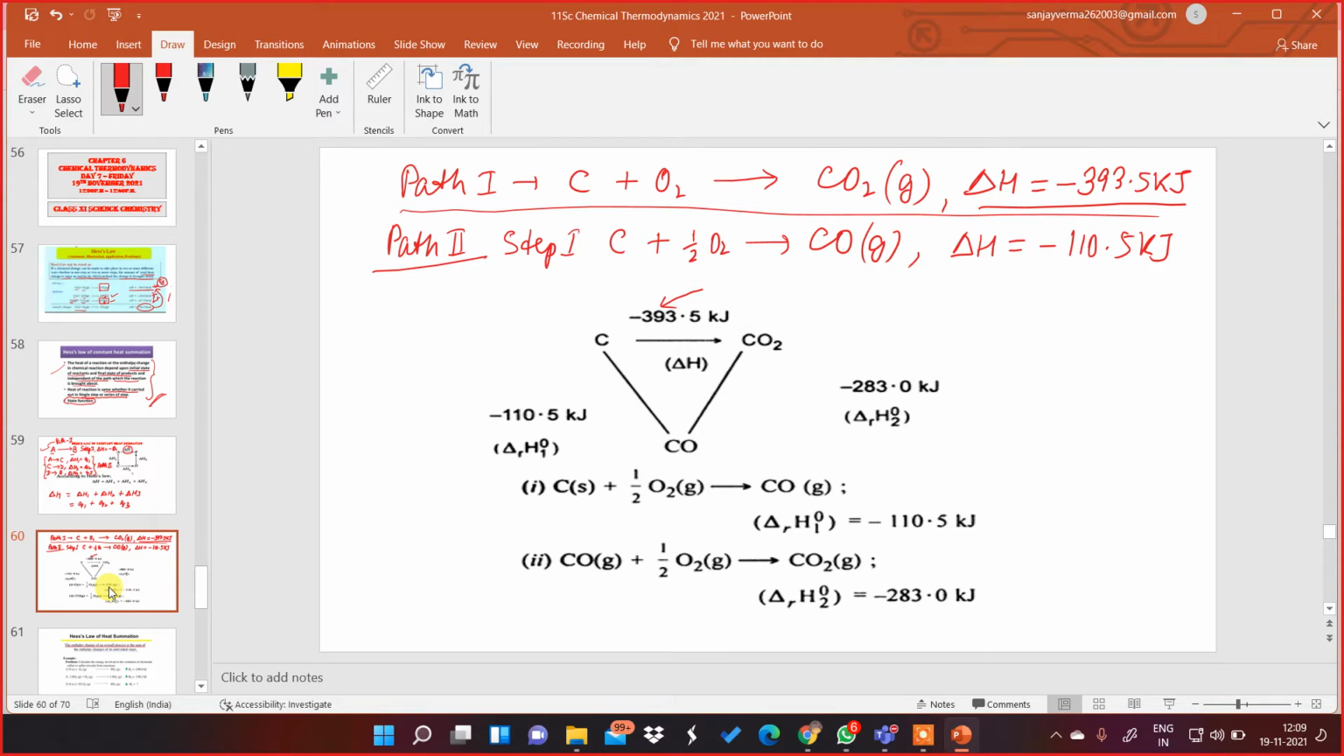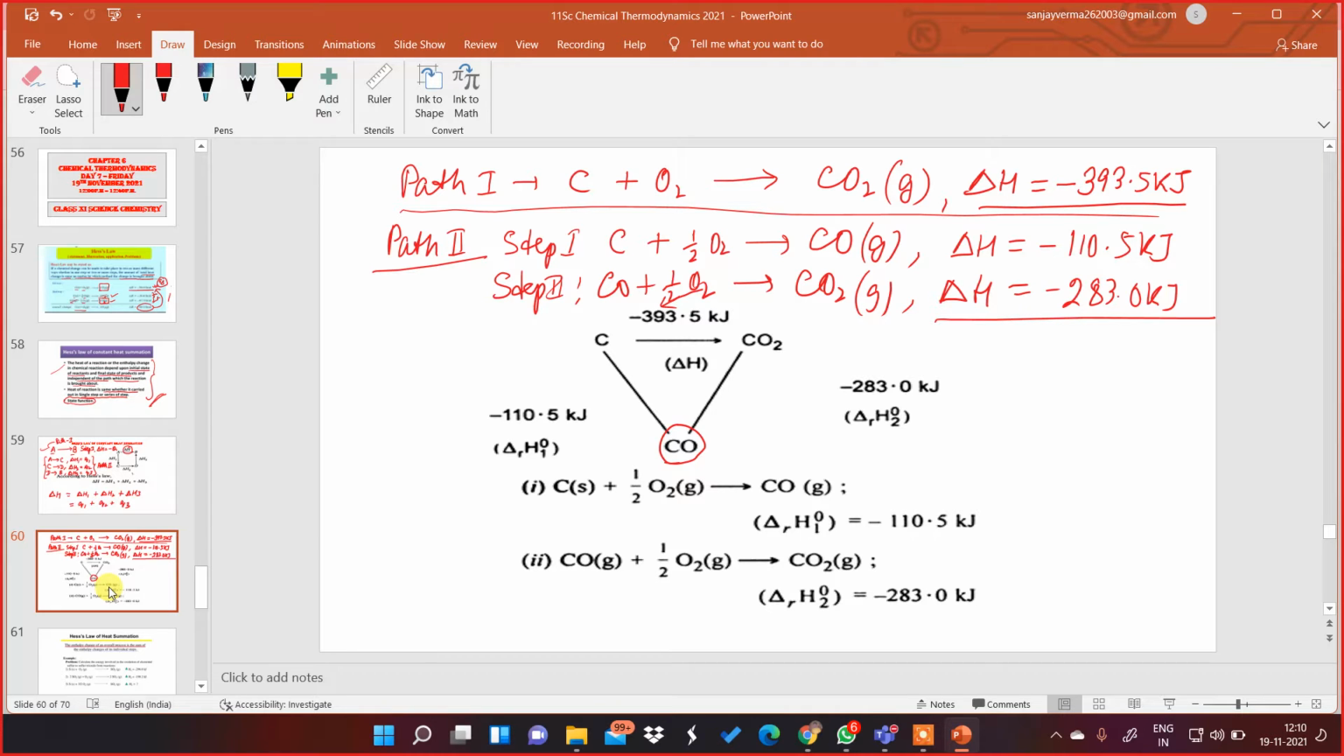And for path 2, now this carbon monoxide is converted to carbon dioxide. So in path 2 step 2, what is happening? The carbon monoxide further combines with oxygen to produce carbon dioxide gas. For this step 2, the enthalpy change is given as minus 283.0 kilojoules. Now according to Hess's law, this delta H should be equal to delta H1 plus delta H2.